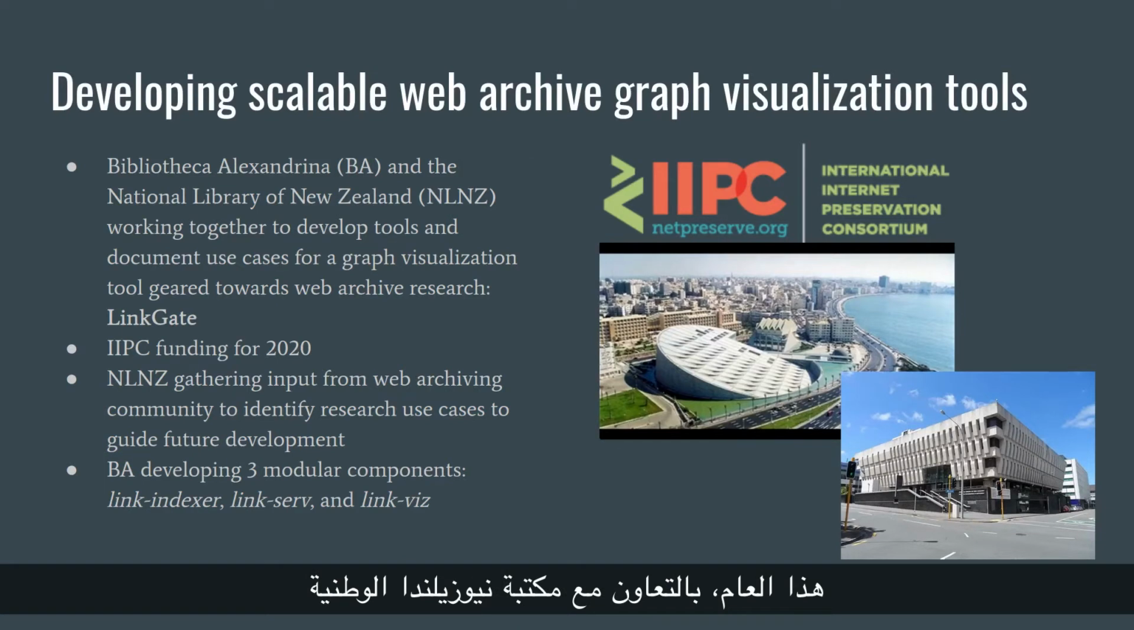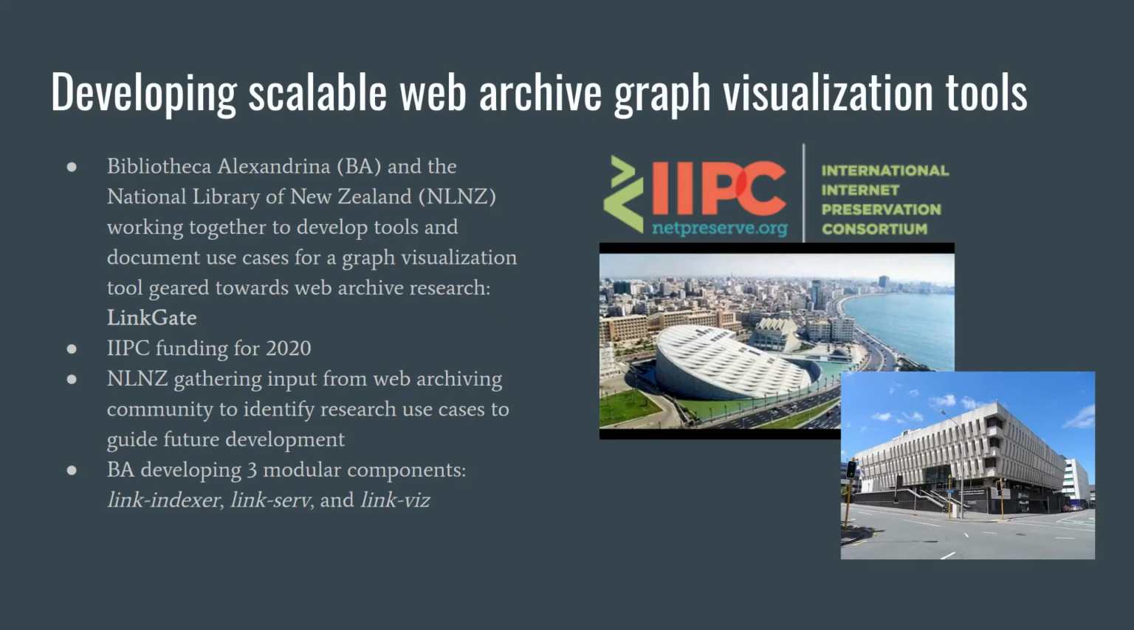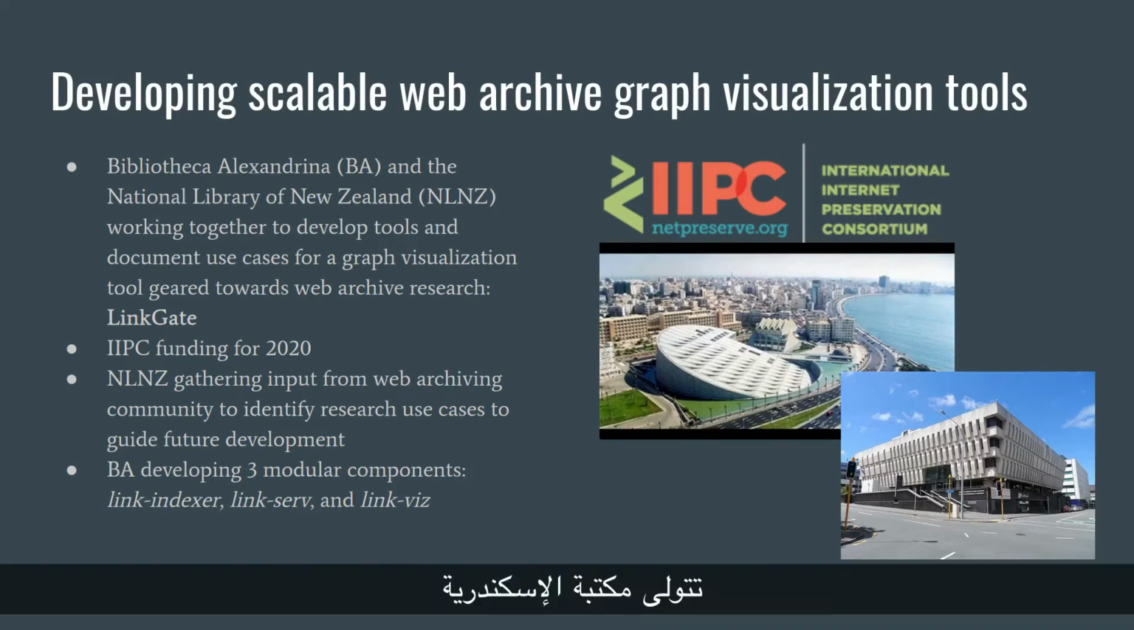This year, together with the National Library of New Zealand, we started working on Project LinkGate for developing software to visualize linked data in a web archive as a graph. In the project, Bibliotheca Alexandrina is leading development, and the National Library of New Zealand is working with the community to compile an inventory of research use cases for web archive graph visualization.